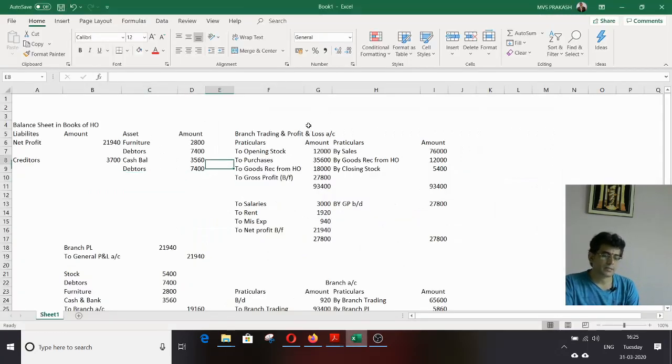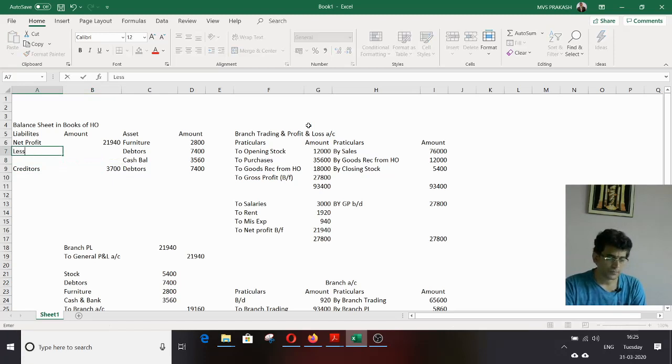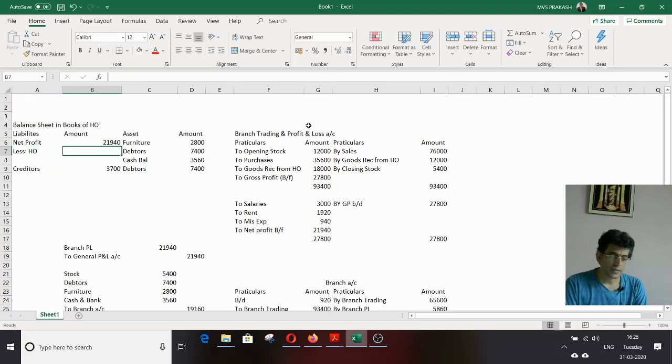So all the transactions have been considered. And there is a debit balance of the head office. Generally the head office should be a credit balance. As the head office is showing a debit balance, I can consider it as an advance. So instead of considering that on the asset side, which is wrong, I need to reduce that from my net profit. So less head office balance, 6,480.